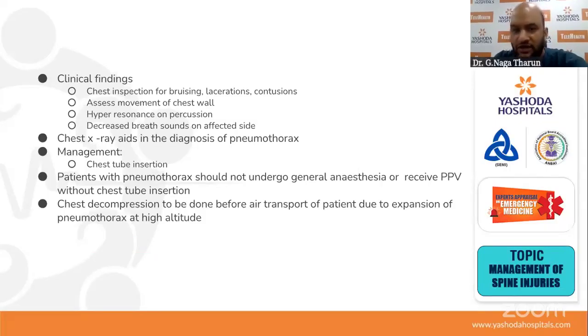Patients with pneumothorax should not undergo general anesthesia. Everything will be done under local anesthesia, and they should not receive positive pressure ventilation without chest tube insertion. Whenever we are suspecting tension pneumothorax, first we need to do a needle thoracotomy or ICD insertion, and only then intubate the patient. If the patient is in a gasping state, first do a needle thoracotomy or ICD insertion as early as possible, then intubate the patient. Chest decompression is to be done before air transport of the patient, due to expansion of pneumothorax at high altitude.